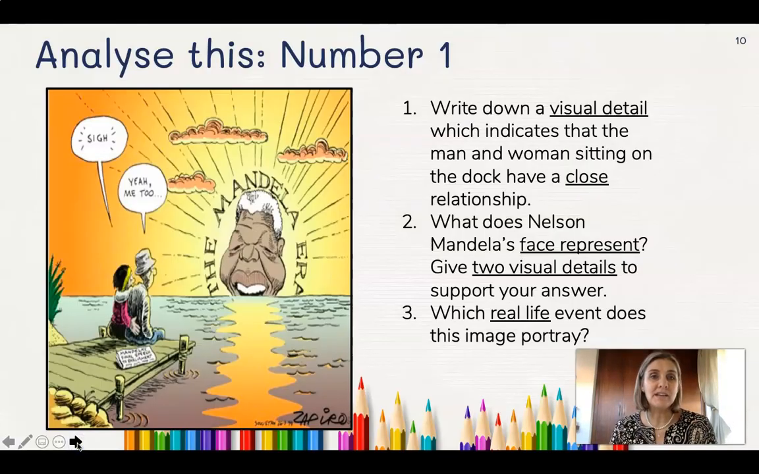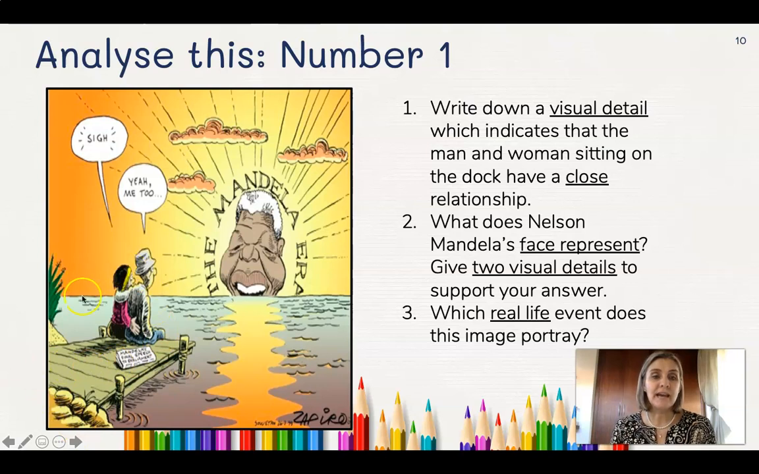Right, we're going to move on now to analyzing your cartoon pictures. So this is our first one, and it gives you clues on the right, 1, 2, and 3, some questions for you to think about. So before you answer those questions, I want you to look at the actual cartoon.